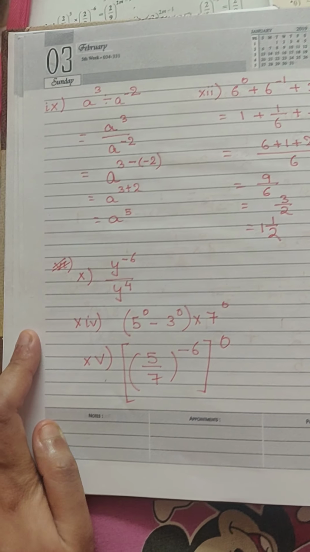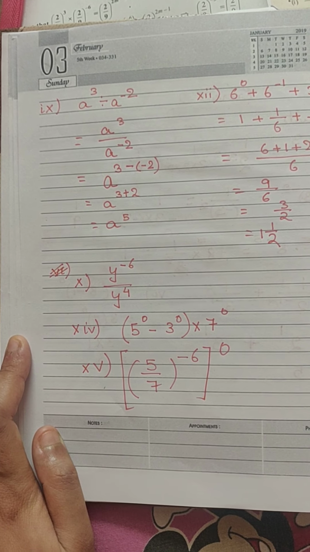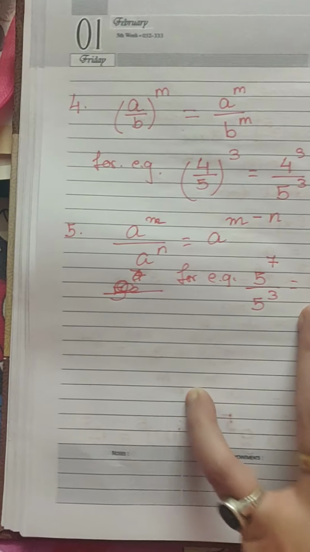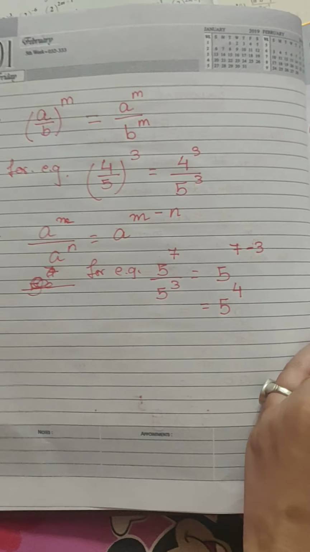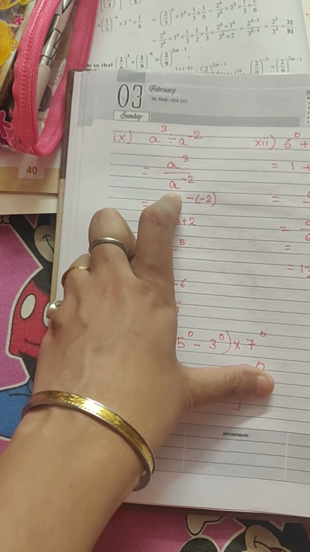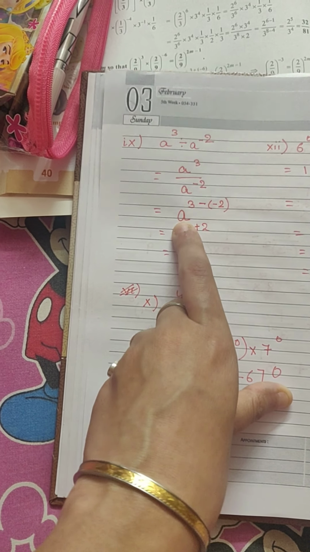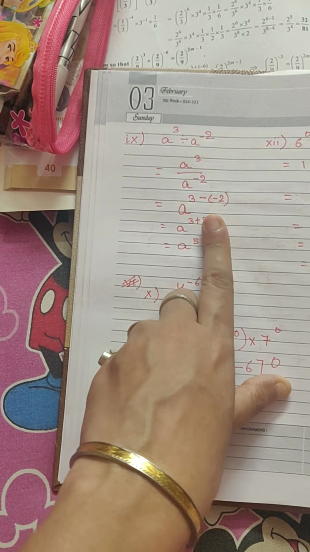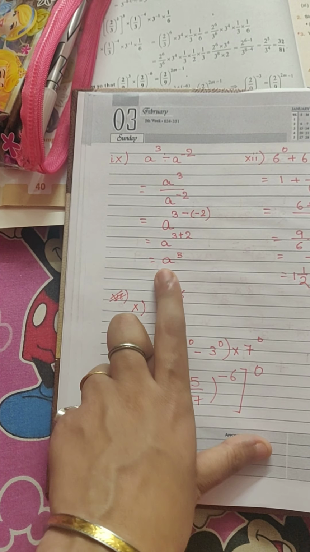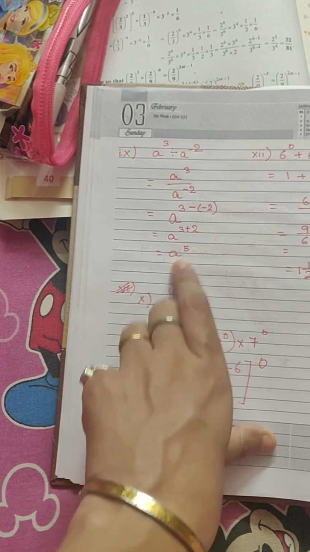Let us come to the next sum, which is a to the power 3 divided by a to the power minus 2. Here we are going to follow the law which I had discussed in the last content. This law stated that when the bases are same, the exponents get subtracted. So a to the power 3 minus minus 2. So we get it to be a to the power 3 plus 2, which becomes a to the power 5.